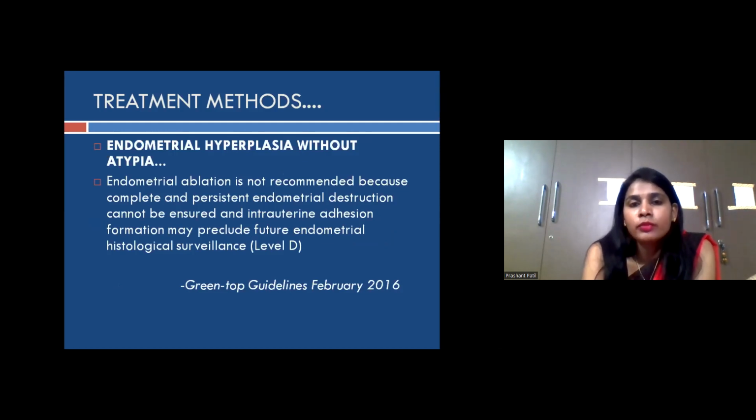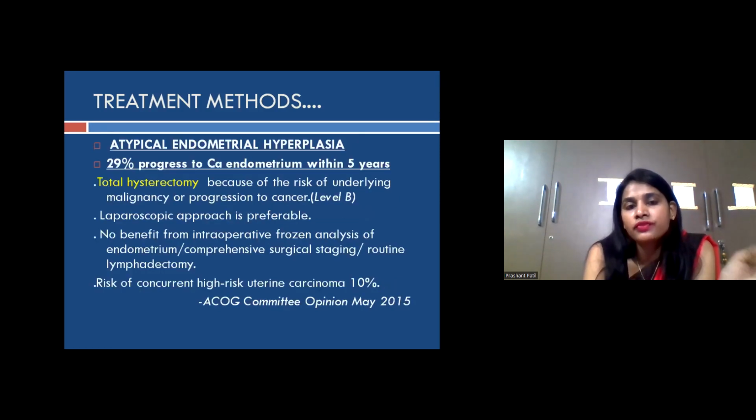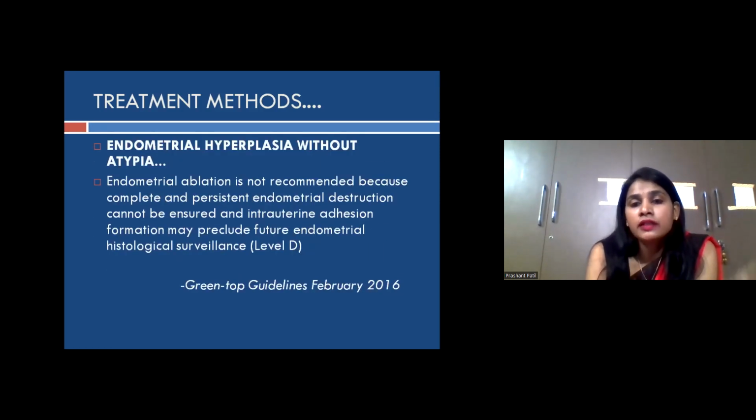Options like endometrial ablation are not recommended in endometrial hyperplasia, because the endometrium would be completely destroyed and there would be intrauterine adhesion formation, and in such conditions it is highly impossible to do the histological surveillance. So ablation is not recommended.